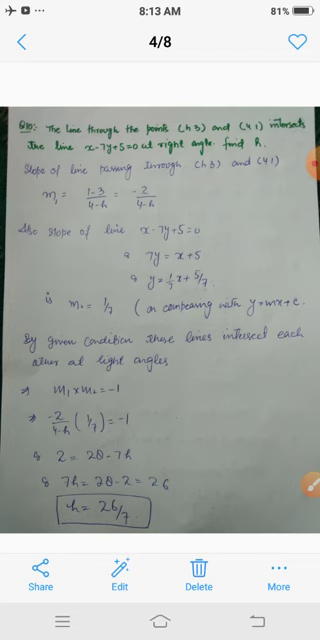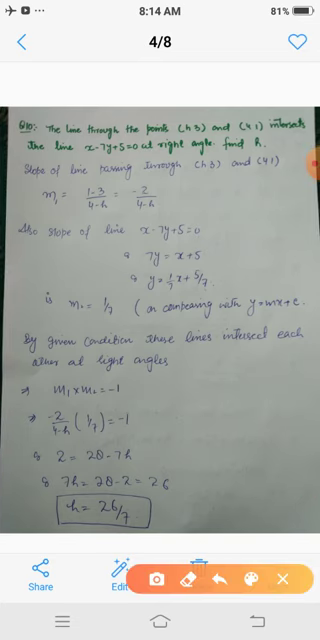Today we will continue this topic in this exercise. The question number 10 of this exercise is: the line through the points (h, 3) and (4, 1). So we have 2 points (h, 3) and (4, 1), and the line that passes through these 2 points intersects another line x minus 7y plus 5 equals 0 at right angles. We have to find the value of h.